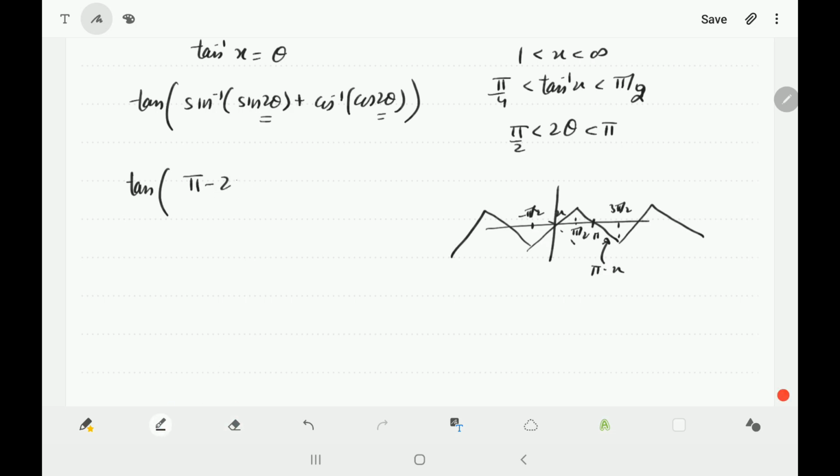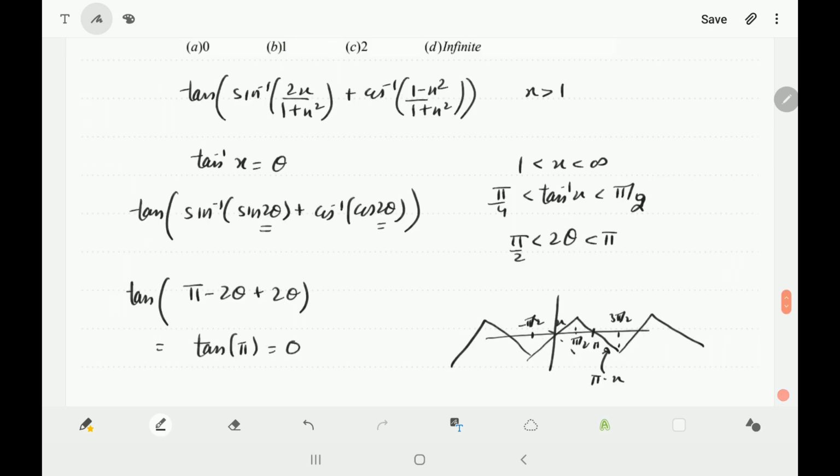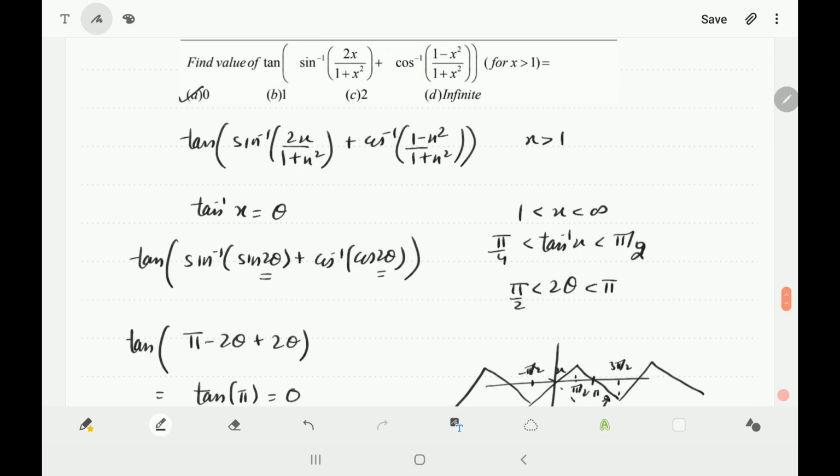So this will be pi minus 2 theta plus cos inverse, because 2 theta is in PVB, so this will be 2 theta. So we will have the value as tan pi. So the answer for this problem will be 0. Okay, so the answer for this problem will be option A, which is 0.